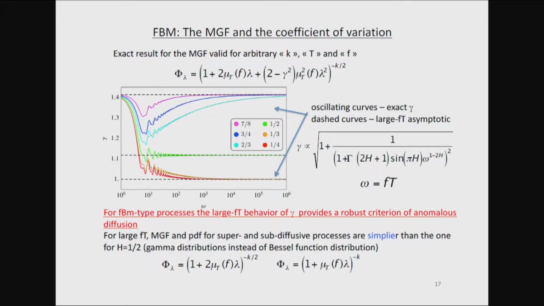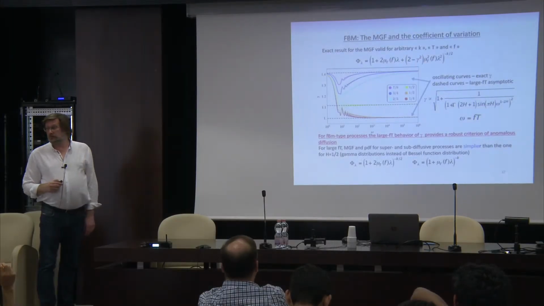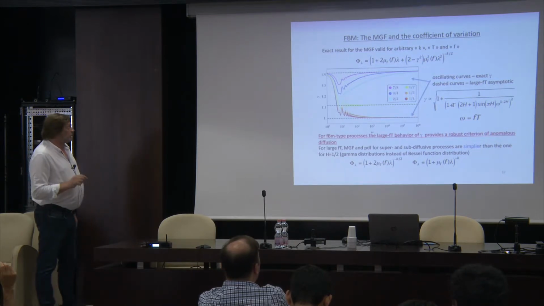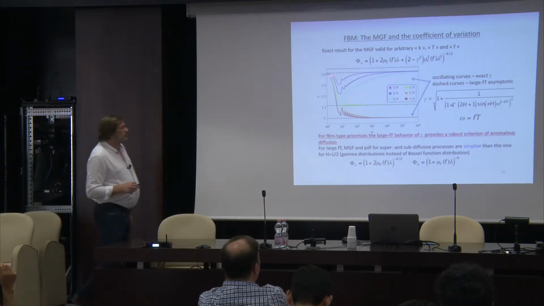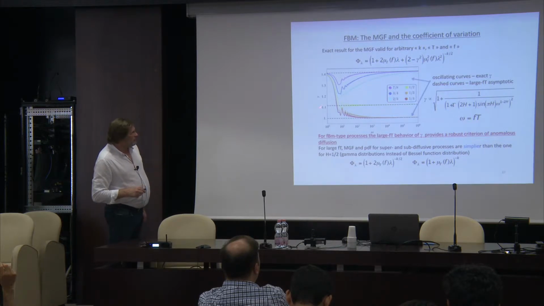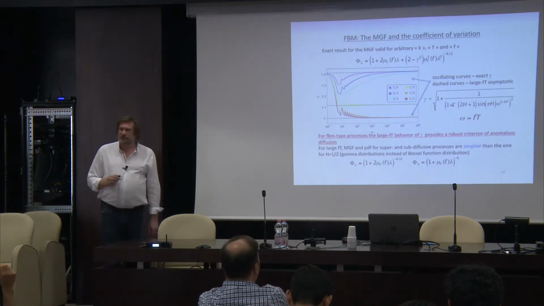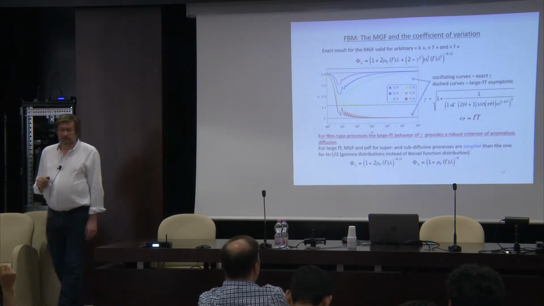Now, it's not surprising that you get for the moment generating function exactly the same equation that you got for Brownian motion, because basically you deal with the Gaussian process. This is what you expect. The only thing is that, of course, first moment and coefficient of variation will have a different form. About first moment I will talk a little bit later, but here I will show you some very surprising feature of the coefficient of variation.